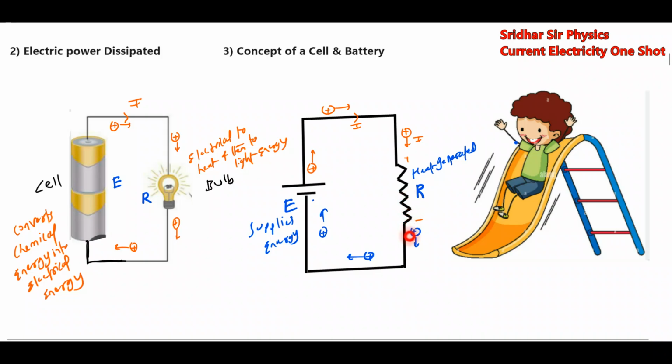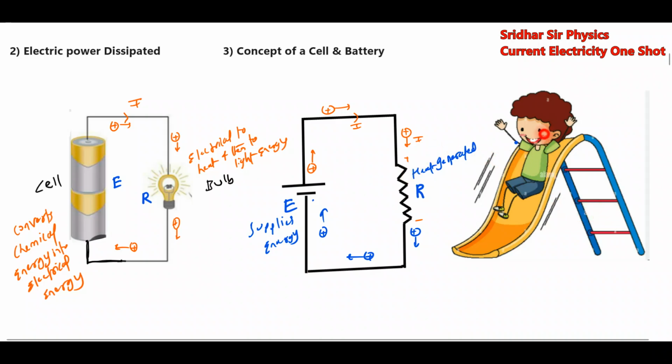Then once it is done, it will return back and enter the negative terminal. Again the cell will re-energize it. Again the charge will go through it. So what is actually happening? Who is transferring energy? This particular electron, or nothing but the hypothetical charge, which is carrying that energy from the cell to the resistor. What will the resistor do? It will convert electrical energy into thermal energy.